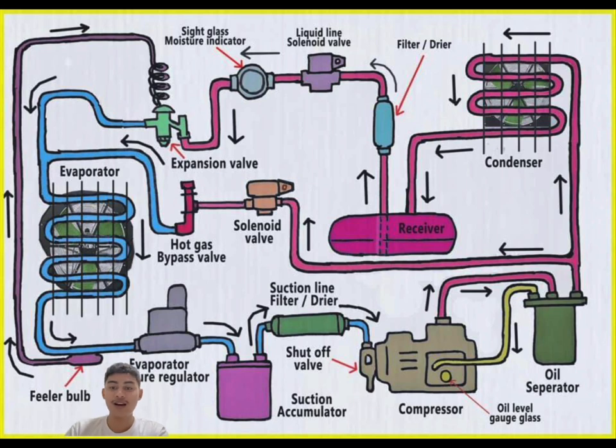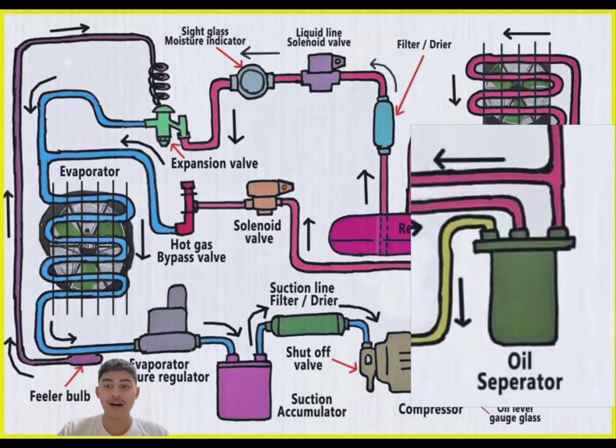So first, we have the compressor. The compressor compresses low-pressure vapor refrigerant into high-pressure vapor. The output is high-pressure and high-temperature vapor connected to the oil separator and suction accumulator. It also has an oil level gauge glass for monitoring oil level.